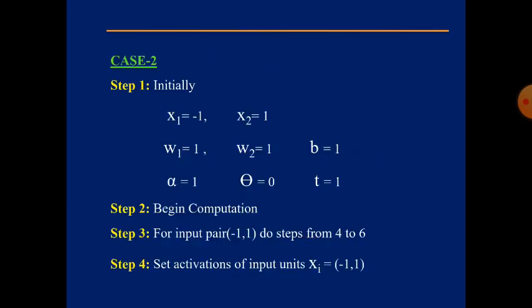Now we will start case 2. Here the inputs are changed. In the second case, the inputs will be -1 and +1: x1 is -1, x2 is 1. Whereas the weights, we have just completed case 1, so we have to consider the updated weights: W1 equal to 1, W2 equal to 1, B equal to 1. As usual, alpha equal to 1, theta equal to 0. Here also the target output or expected output is 1. So now we will start the computation.